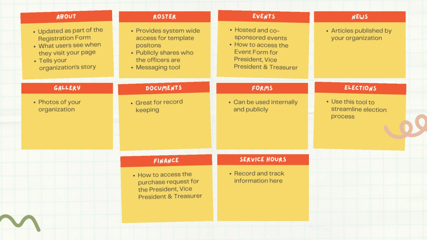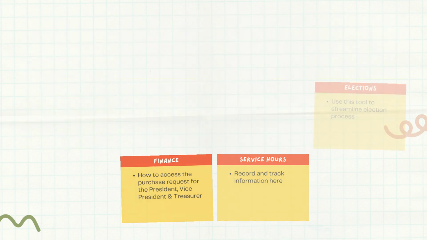Forms can be used internally and publicly to gather information, conduct surveys, and more. Elections are a great tool to streamline your organization's election process. The Finance tab is used to access the purchase request system for the president, vice president, and treasurer. And last, service hours are a way to record and track members' activity.